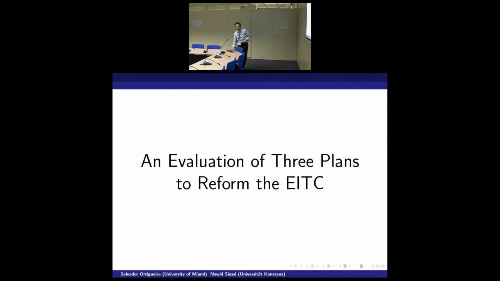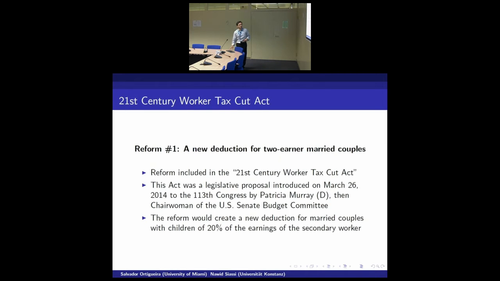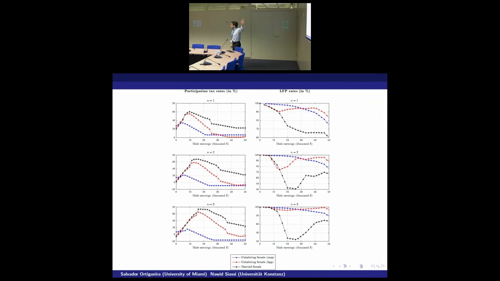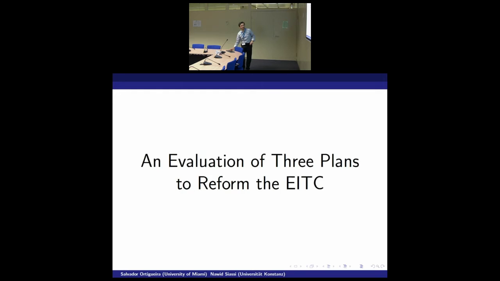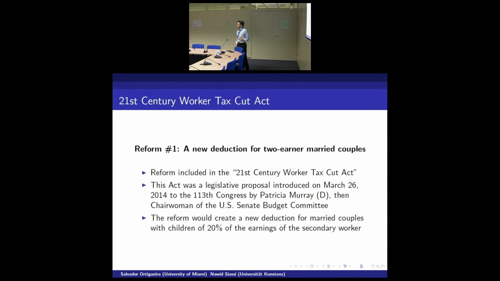We are going to look at mostly two reforms. The first one, as I introduced before, is the 21st Century Worker Tax Cut Act, which was introduced by a Democrat, at the time a chairwoman at the US Senate Committee. The idea of the reform is to address what I showed you before: the labor force participation of married females drops because of the tax credits. So this senator introduced a reform to the earned income tax credit aimed at solving this distortion.